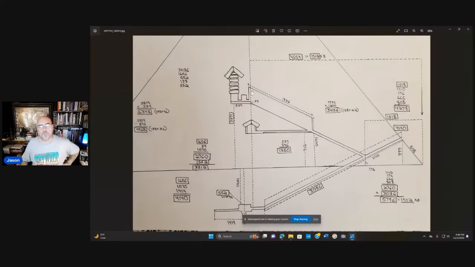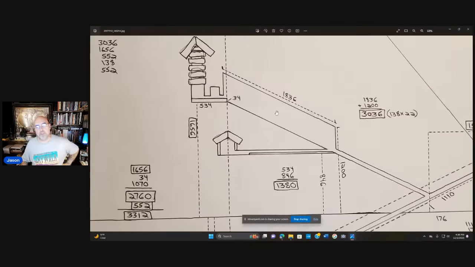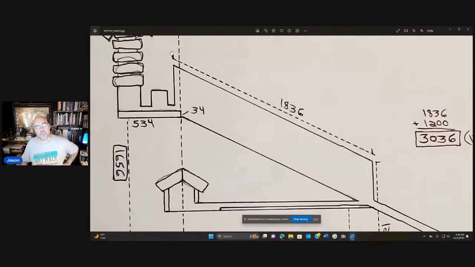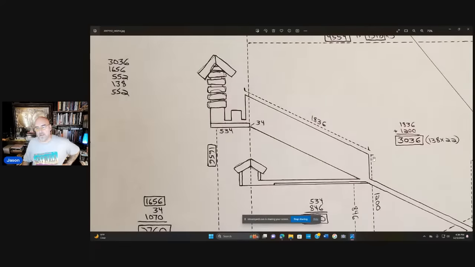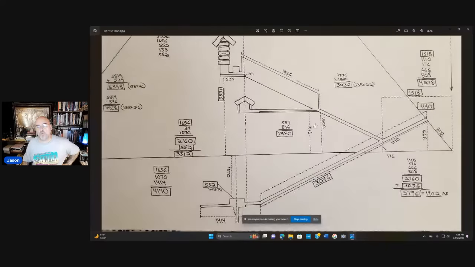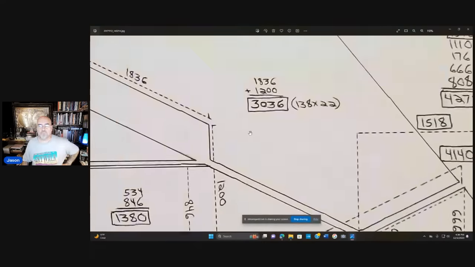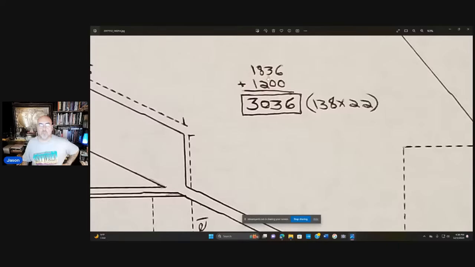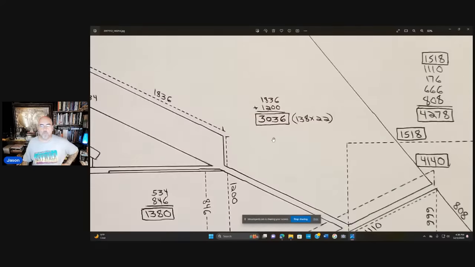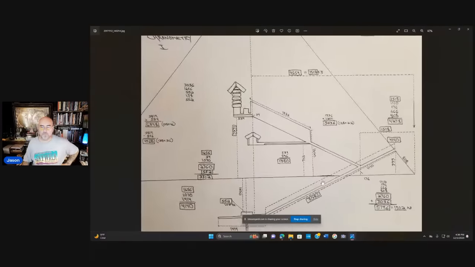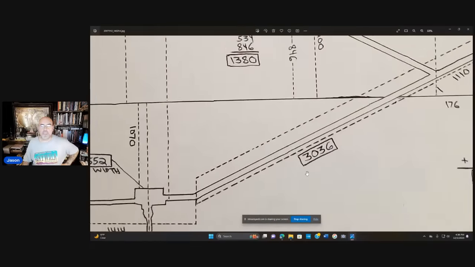Can't make that up. Look at the Grand Gallery height. The distance of the ceiling of the Grand Gallery is 1,836 inches, right there. But that ends right here, exactly 1,200 inches to the foundation level of the Great Pyramid. This measurement is right here. It's self-referencing. 1,836 inches plus 1,200 inches is 3,036, which is 138 times 22, the same distance as the subterranean. You can't make this stuff up.